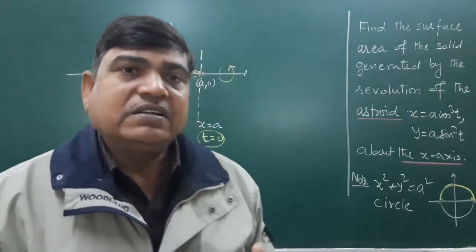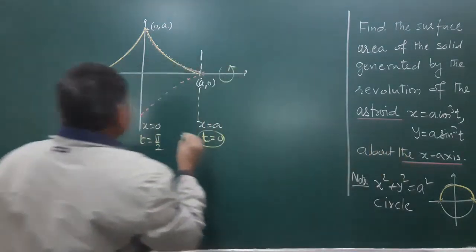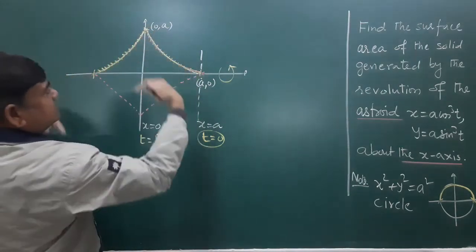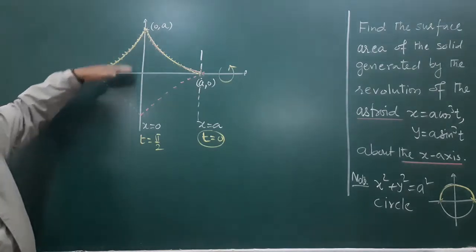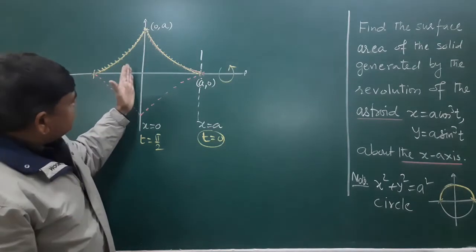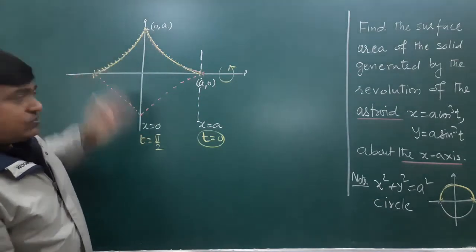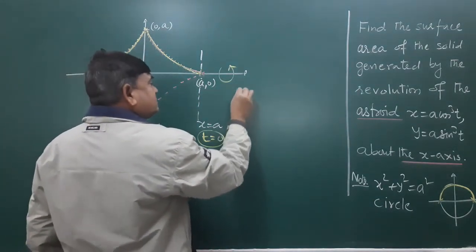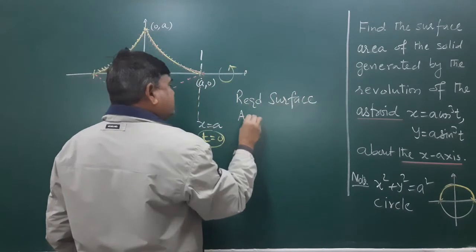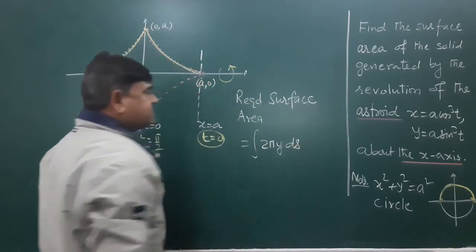We will get a surface, and we have to calculate its area. This is rotated about the x-axis, so this complete yellow part is rotated. Then the diagram is formed. So we will integrate from 0 to a, and we double this one because the same part is here. So it is the required surface area. If people know the formula, it is 2 pi y ds.